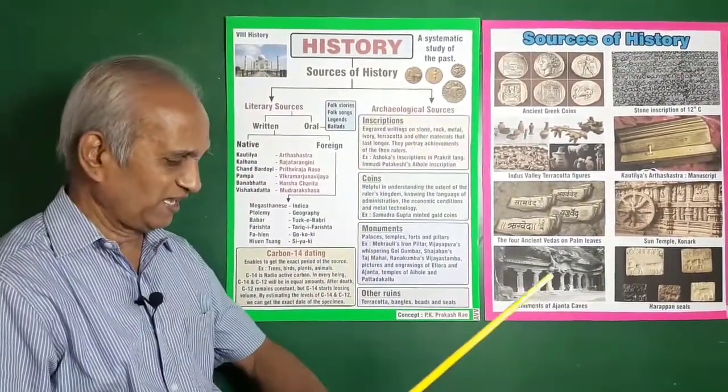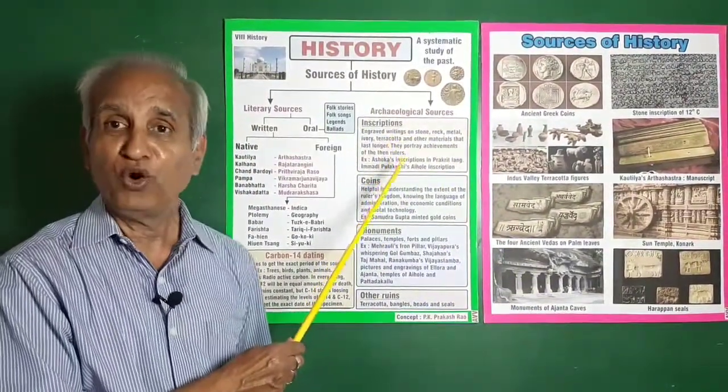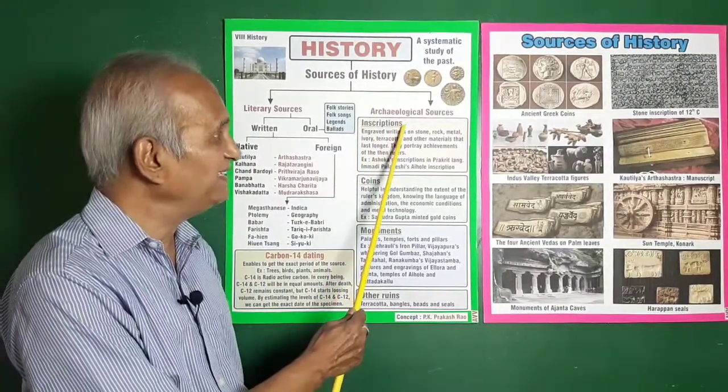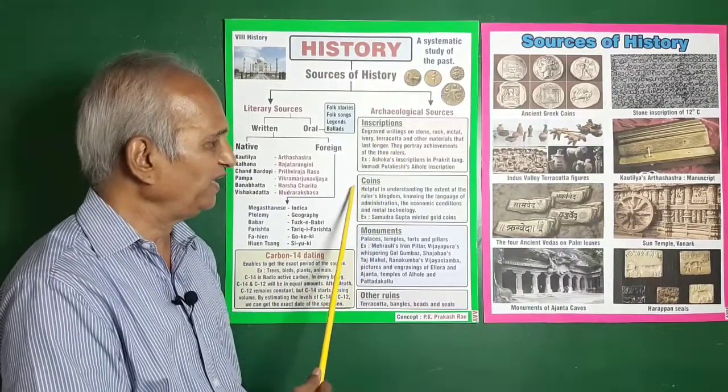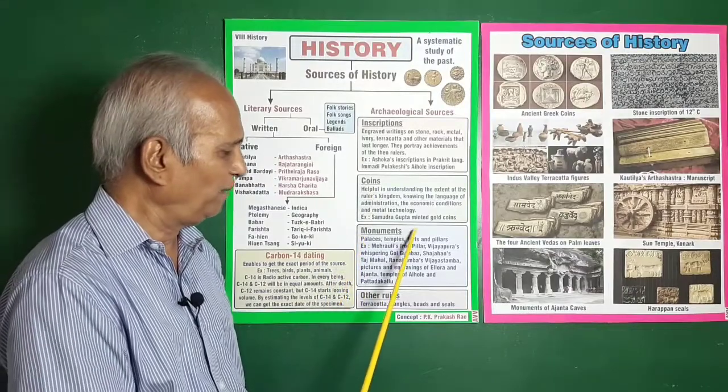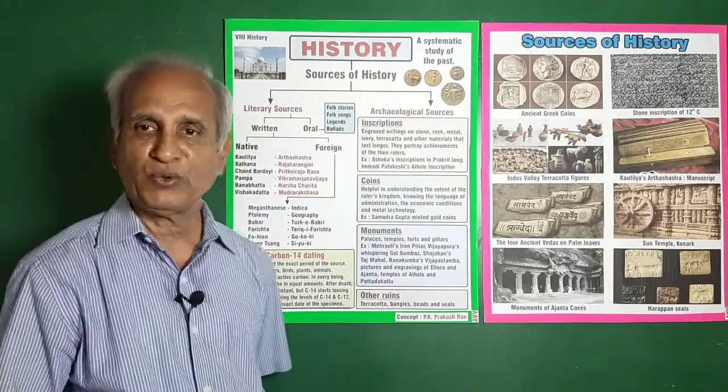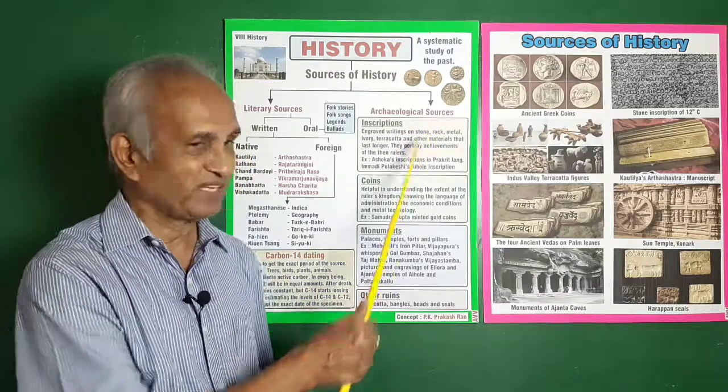Archaeological sources can be divided into 4 parts. First one, inscriptions. Second one, coins. Third one, monuments. Fourth one, other ruins, all other ruins which we cannot cover here.